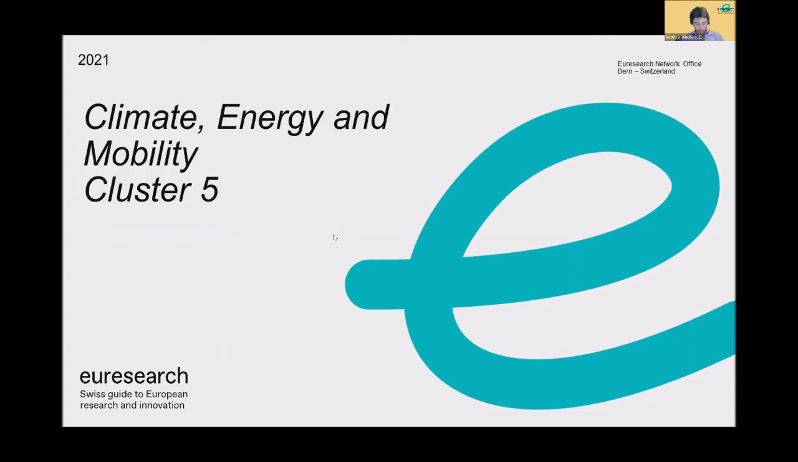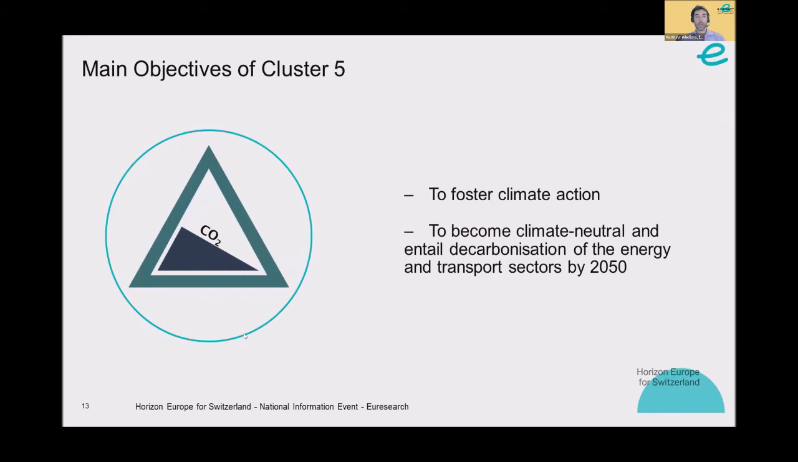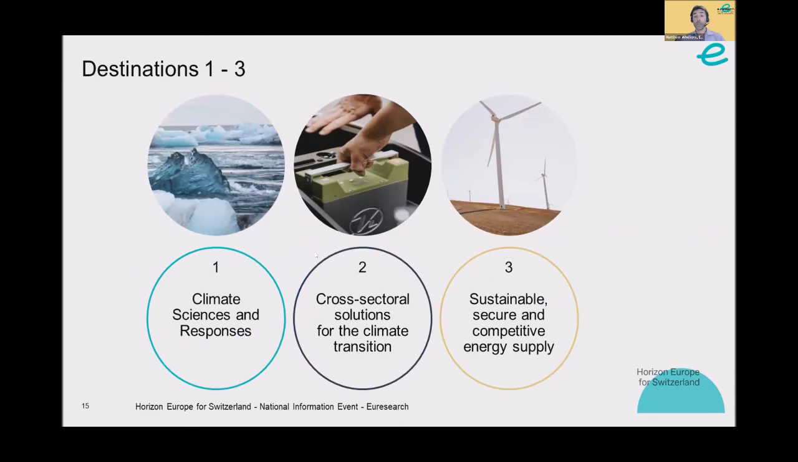So we move on now to Cluster 5, Climate, Energy and Mobility. Again, the overview, we now moved to the purplish bubble here on the lower line in the middle. And what are the objectives of Cluster 5? It's, of course, central is climate. It fosters climate action. And finally, it strives to climate neutrality and to decarbonize the energy and transport sector by 2050. Like Cluster 4, it has 6 destinations. I will go through all of them now.